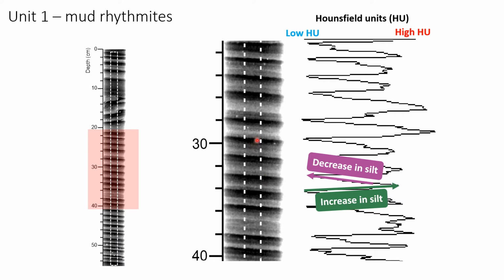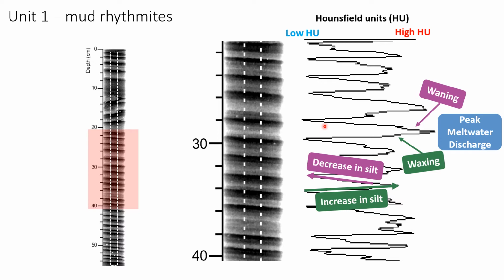And we see this in all of the beds. Each of the beds is characterized by an upward increase in silt, followed by an upward decrease in silt. And similarly, an upward increase in HU, followed by an upward decrease in HU. The upward increase in HU is interpreted as the waxing phase, or increase in glaciogenic meltwater discharge into the basin. The maximum HU corresponds to peak meltwater discharge conditions, and the decrease in HU we see is the waning period, or the decrease in glaciogenic meltwater discharge into the basin.